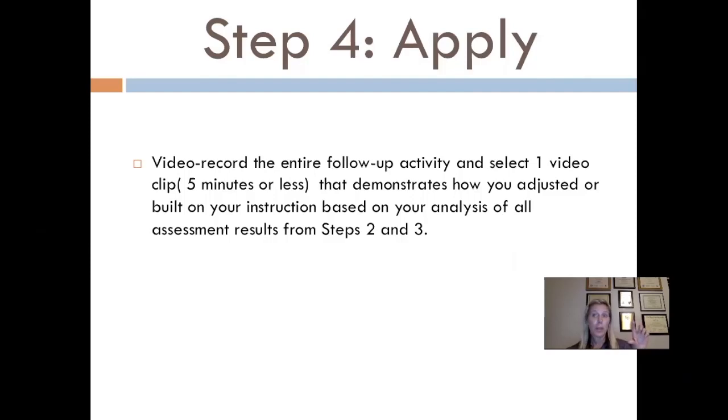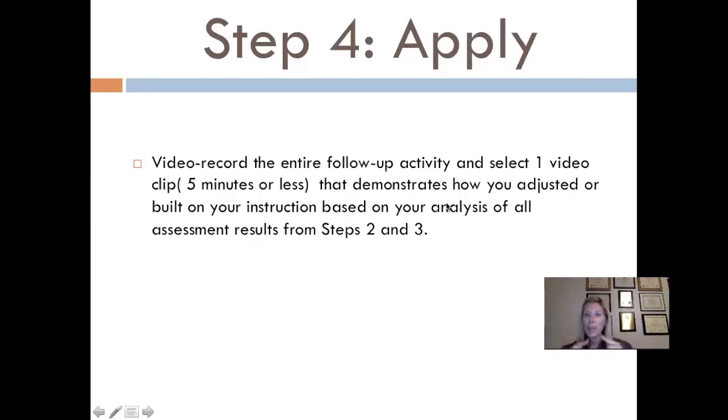So the previous document was to help you create a lesson plan that you use for the lesson that you're going to teach now. So once you have it prepared, you're going to video record the entire follow-up activity. Okay. So from start to finish, just record the whole thing, because then from there you're going to select one video clip that's 5 minutes or less that demonstrates how you adjusted or built on your instruction based on your analysis of all assessment results from steps 2 and 3.